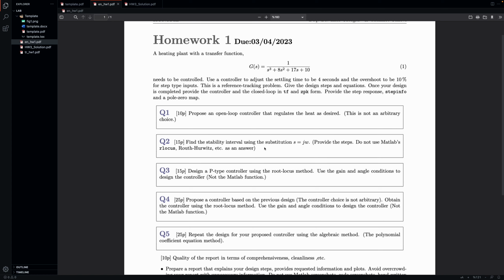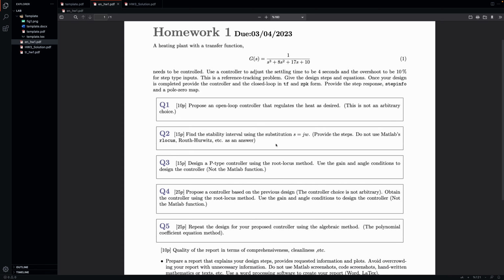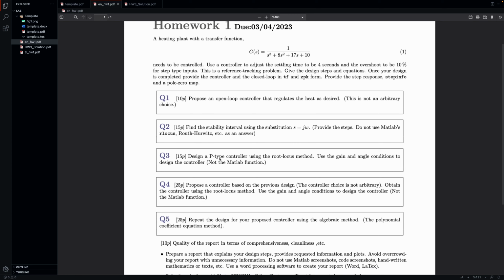Maybe you can create a visual like that, which I probably have done in the laboratory as far as I remember. So yeah, Q1 and Q2 should be obvious. So Q1, open loop controller plus something else, which is a specific answer. Here we have a specific method to analyze the system stability.